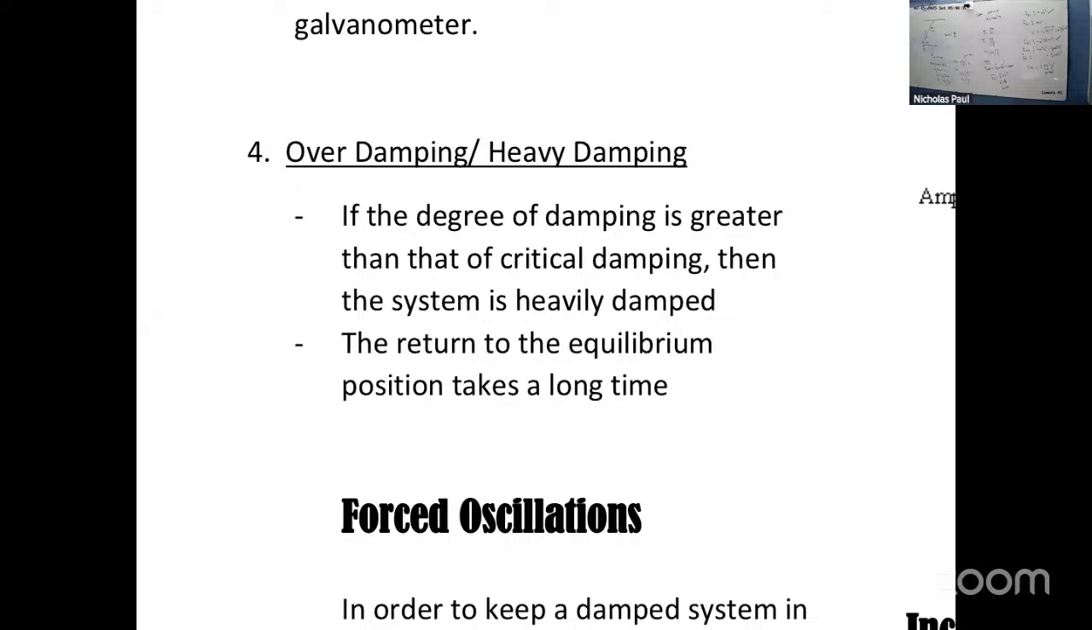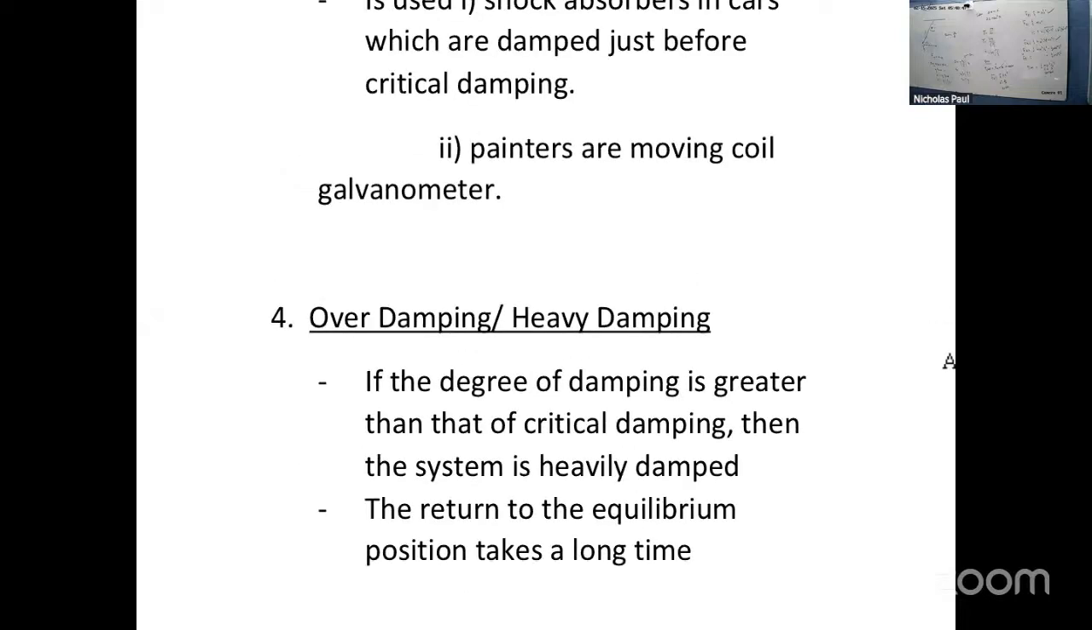Overdamping, the degree of damping is greater than that of critical. Then the system is heavily damped. The return to equilibrium position takes a long time. So, question, how do we overcome damping? Add a driving force, yes. Add a driving force, right? So if your pendulum stops oscillating or slows down, the natural thing to do is to push it. Apply a force to oscillate it, right?